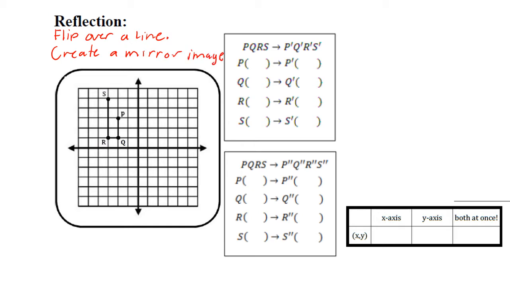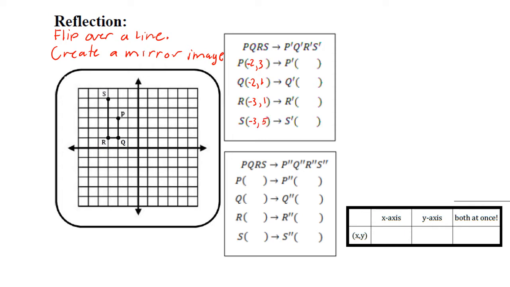Let's consider the following pre-image, PQRS, and I'm just going to write the ordered pairs for that pre-image. So P right now is -2, 3. Q is -2, 1. R is -3, 1. And S is -3, 5.